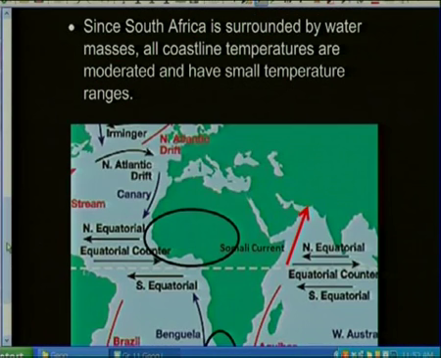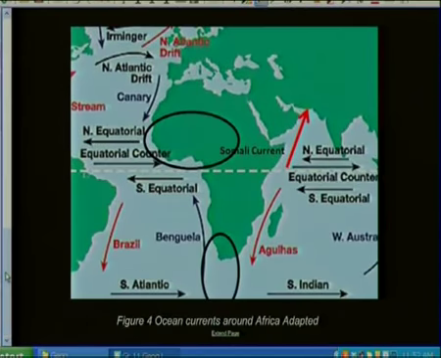Since South Africa is surrounded by water masses, all coastline temperatures are moderated. In other words, they are not warmed up or cooled down significantly, and have small temperature ranges. If we look at this world map over here, this is a summary of the basic ocean currents we spoke about last time. You can see here is South Africa in the world, and we are almost surrounded by water on all sides. Coming down from the equator on the east coast, or the Indian Ocean, we have the warm Agulhas, becoming the Mozambican current, which raises temperatures of the eastern coastline.